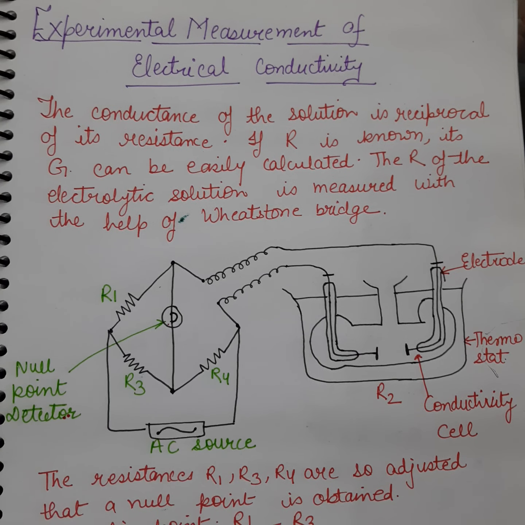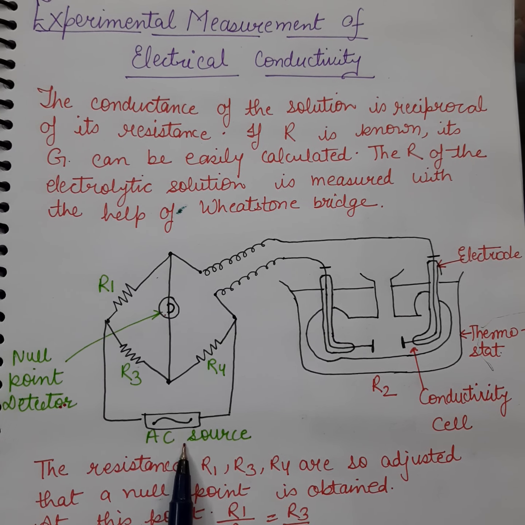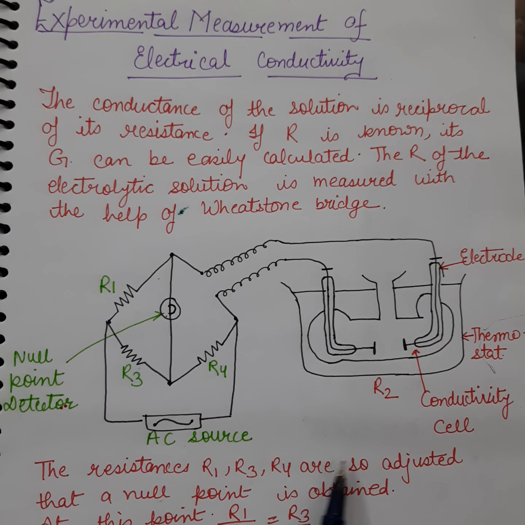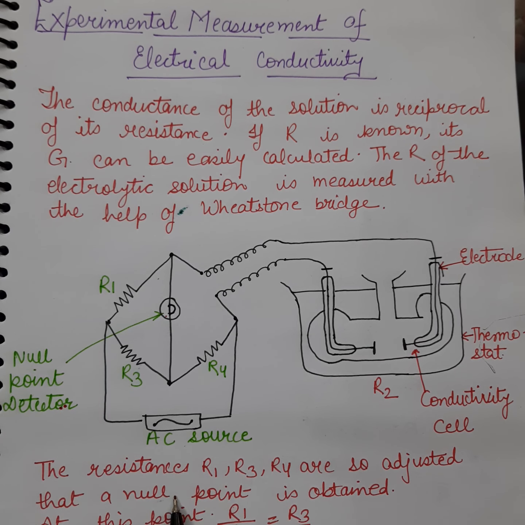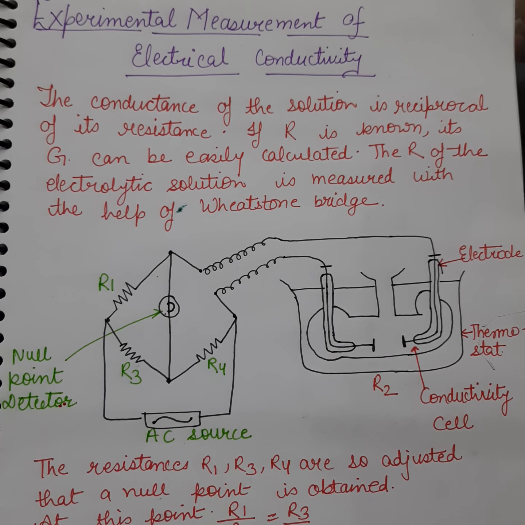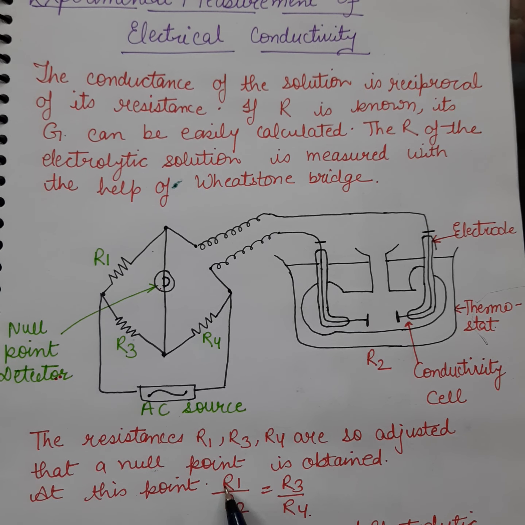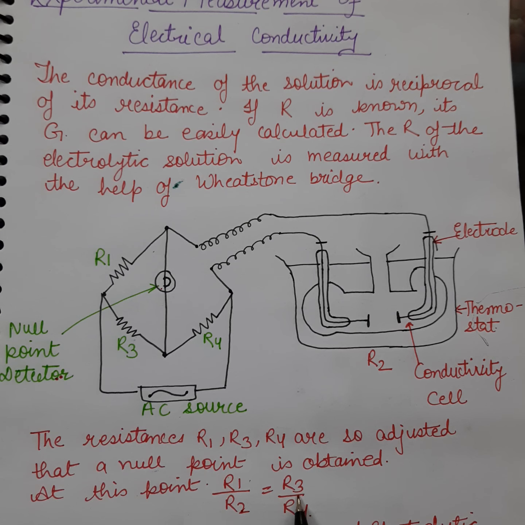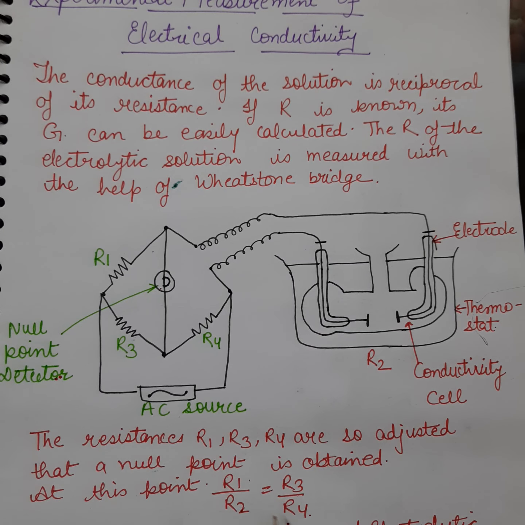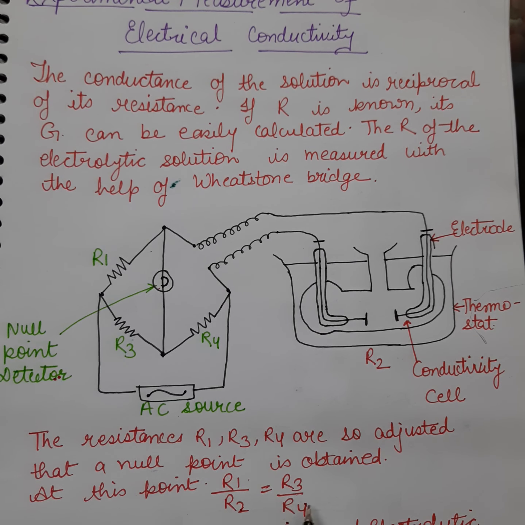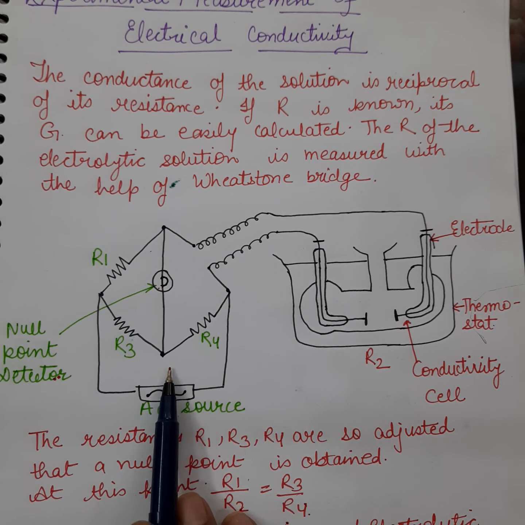Okay, now we have the resistances R1, R3 and R4, and R is so adjusted that a null point is obtained. At this point a balance condition will occur. That means R1 divided by R2 is equal to R3 divided by R4. So there is a balance at this point. So this is known as the null point detector.